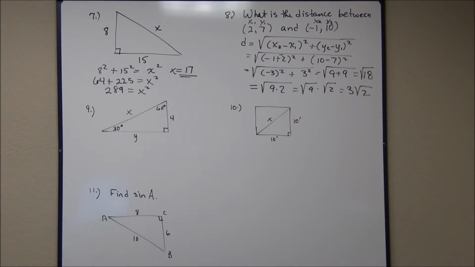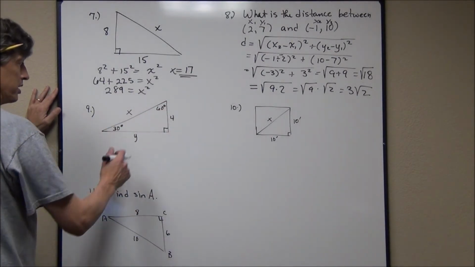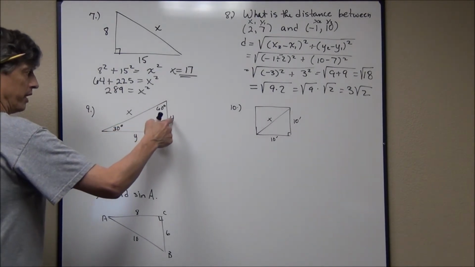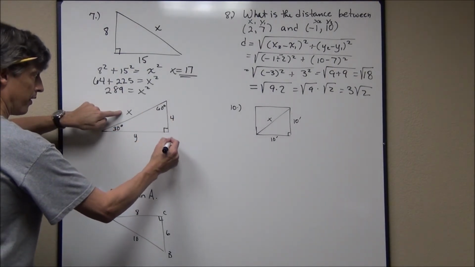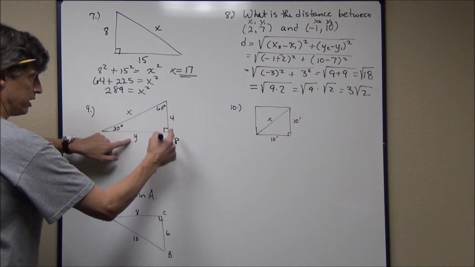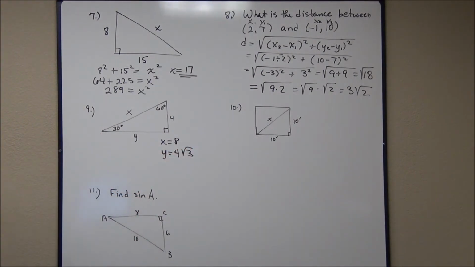Alright, in problem number 9, I'm looking for 2 values, x and y, and notice the special right triangle, 30, 60, 90. So I have the shorter leg opposite the 30 degrees, so the hypotenuse is double that. 4 times 2 is 8, and the longer leg is the shorter leg times the square root of 3. So I get 4 square roots of 3.